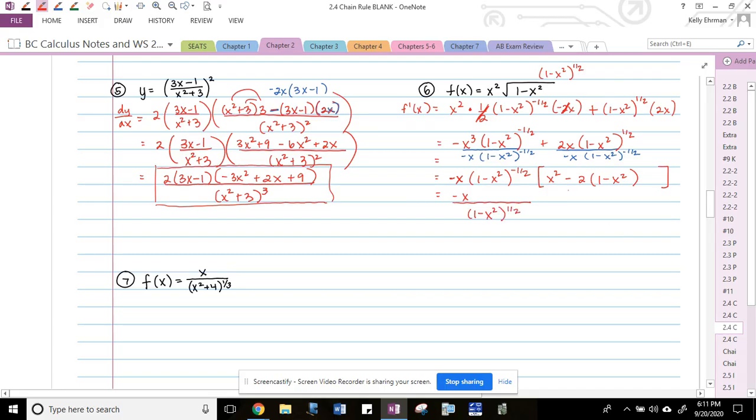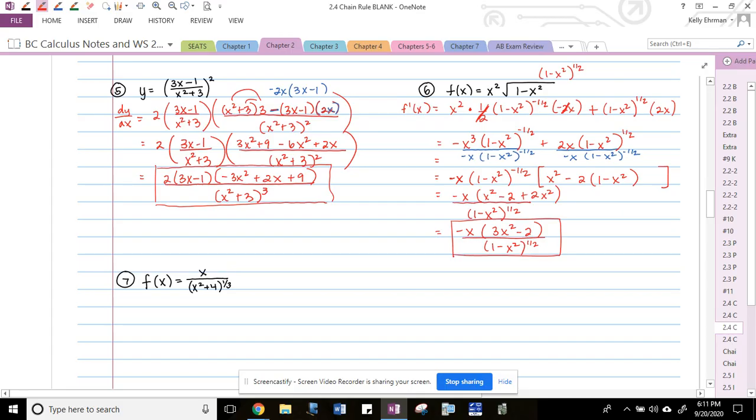And then we'll look at what we have here. Let's see. This is negative x times x squared minus 2 plus 2x squared. So we're almost there. Negative x times 3x squared minus 2 over 1 minus x squared to the 1/2, or square root of that, whatever.